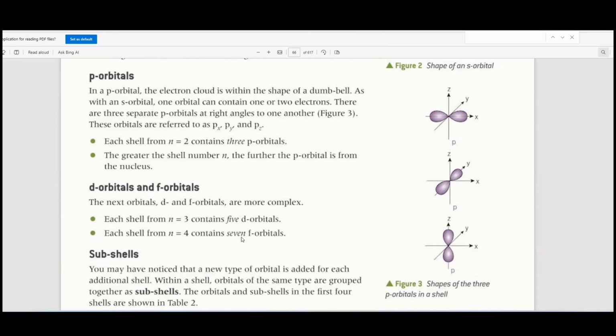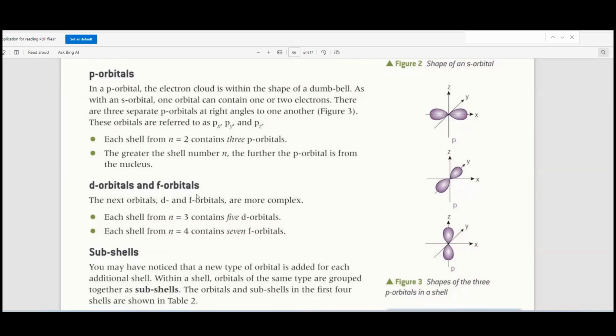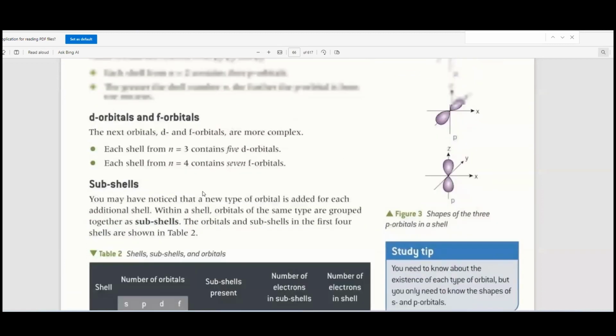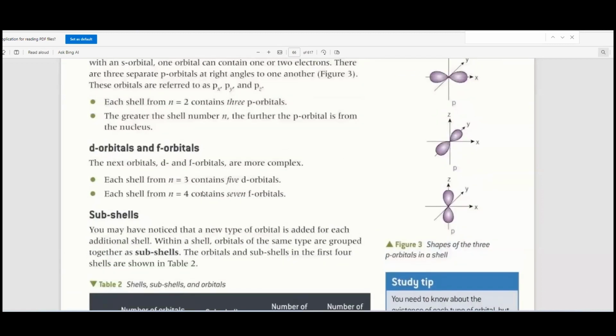F orbital: there are 7 f orbitals in quantum shell, starting from quantum shell 4. So 7 times 2 is 14. So 14 is the maximum number. So the principal quantum shell 4 can hold 14 plus 10 plus 6 plus 2 electrons. That's the maximum number. But we'll come to how they are organized later.